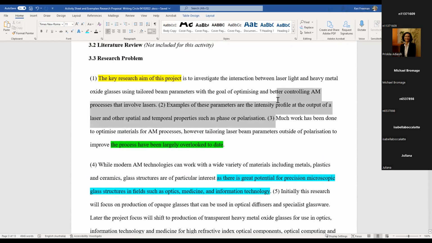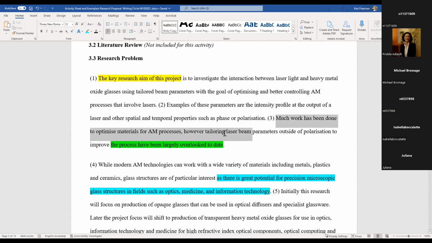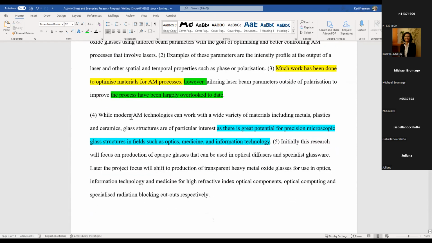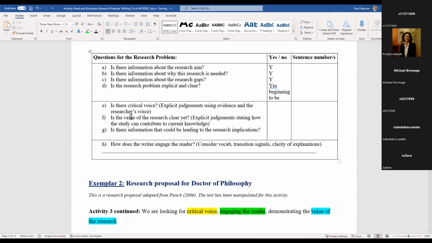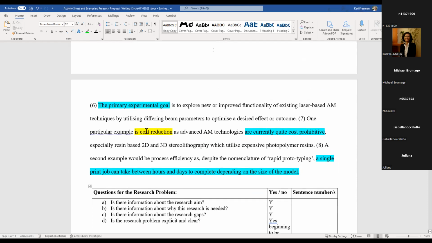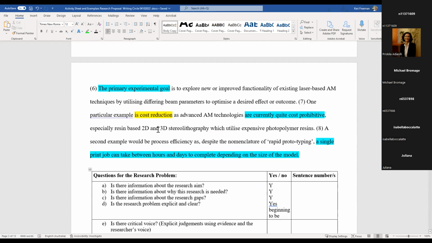Yep. There's our evidence there. However, some good engaging the reader there. Yep. So I would say, yes, there's critical voice. Yes, we're beginning to see the value of the research, because we're going to have cost reduction. That's one thing. There's probably many more than that, but we'll get to those, of course.